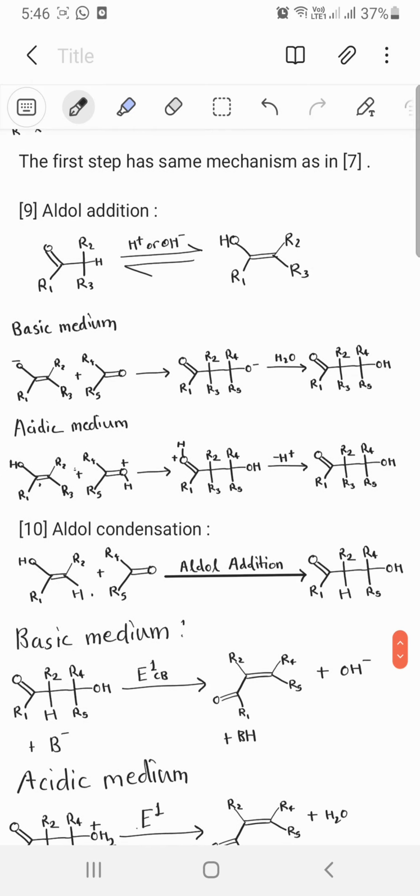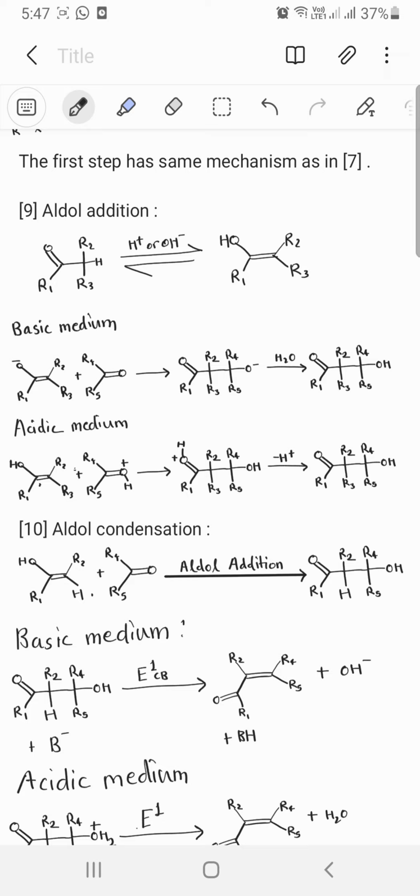Aldol addition. Okay, it enolizes first of all, and then some ketone over there adds to that. Right. Looks straightforward. In acidic medium, just protonate this thing, and it's the actual enol over there. It's still the same thing.